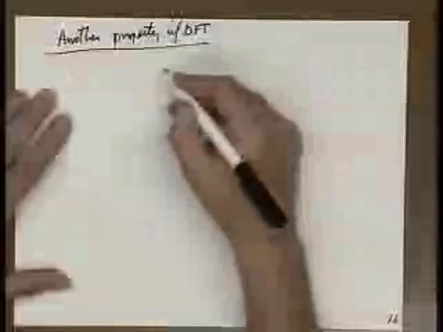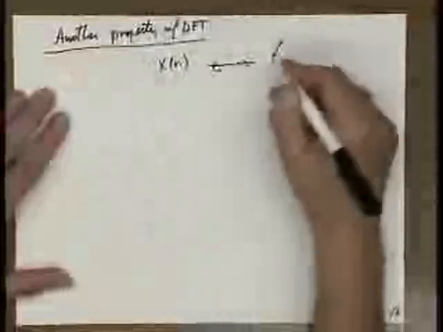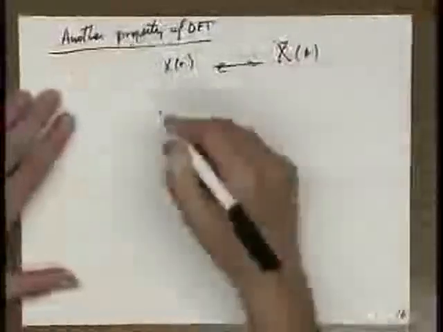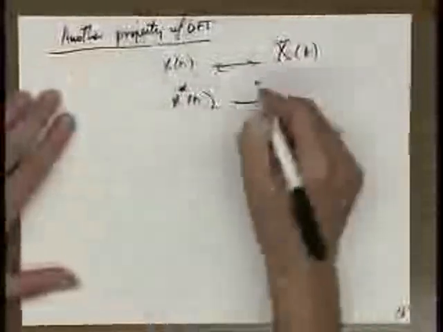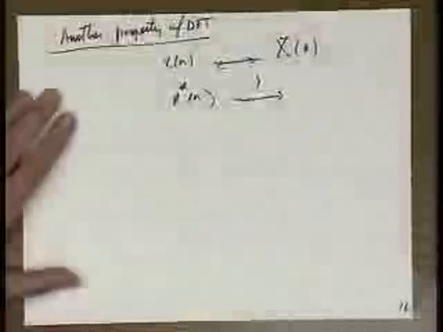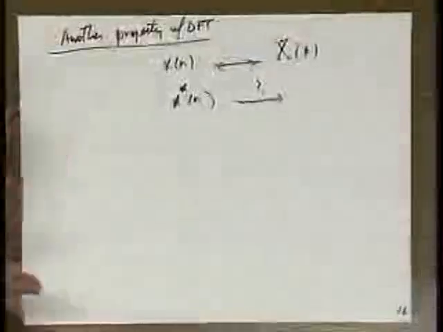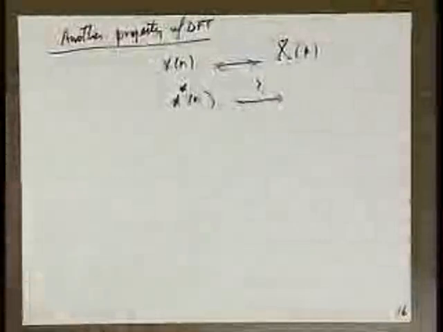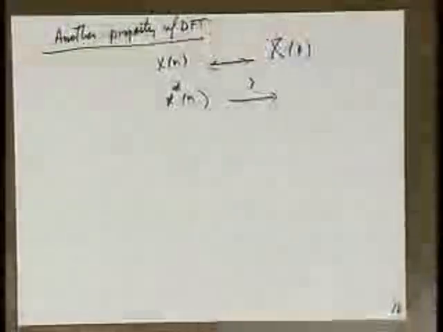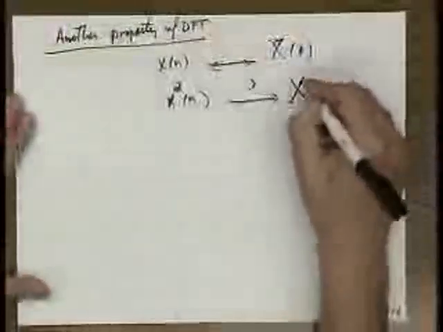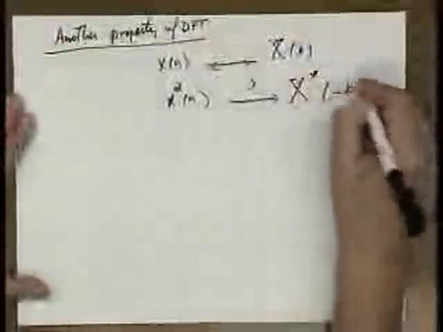So suppose I told you x of n has a DFT X of k. Now I come up with x complex conjugate of n. What is its DFT? Your first instinct is to say, oh, I know how the DTFT works, it's probably the same thing. I know none of you want to give the wrong answer because I already told you you're going to give me the wrong answer, so I'll give the wrong answer instead. The wrong answer is X complex conjugate of minus k.